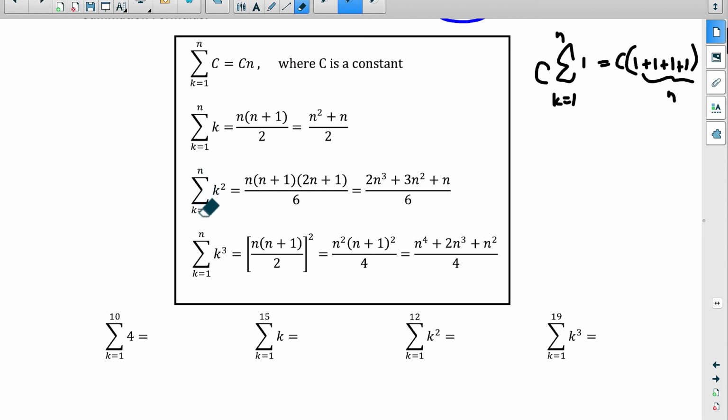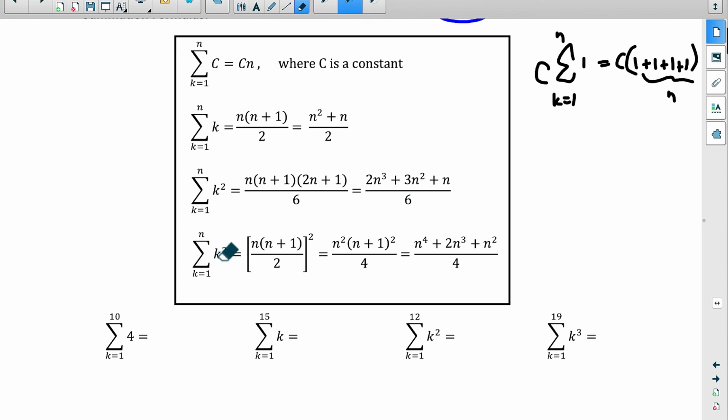If you do the same thing, go from 1 to n, but you have k squared, you get n times n plus 1 times 2n plus 1 over 6. And if you multiply that all out, you'd maybe start by multiplying these two to get a binomial, n squared plus n, and then multiply that binomial times this binomial. You'll get this, 2n cubed plus 3n squared plus n. So sometimes this will be more useful, sometimes this will be more useful.